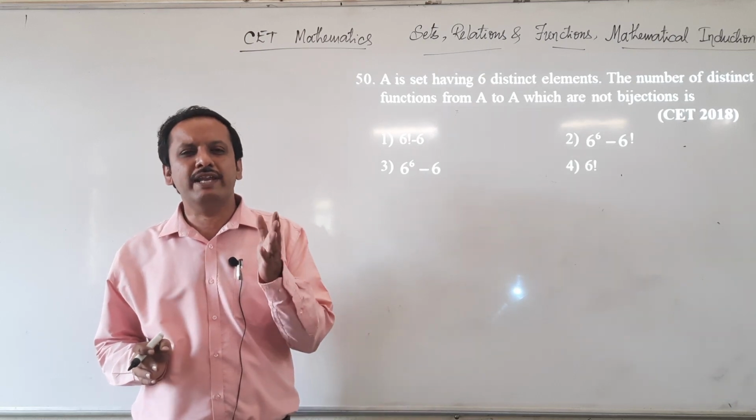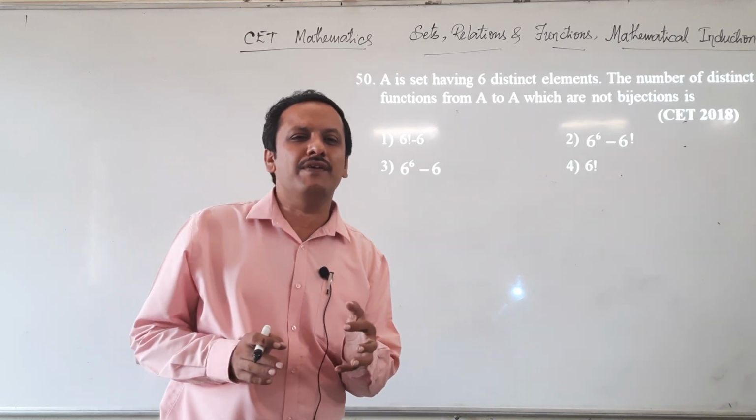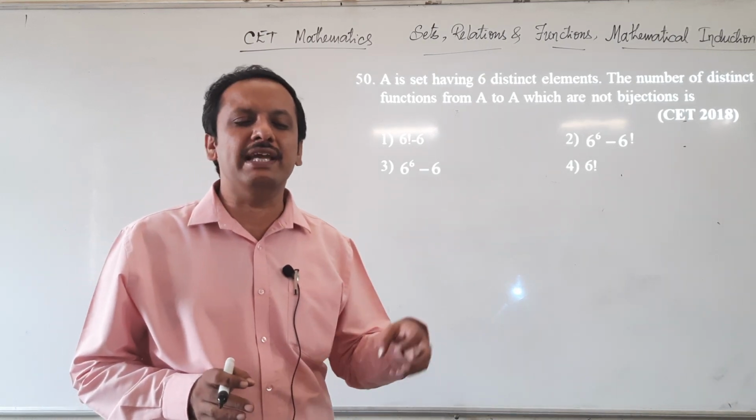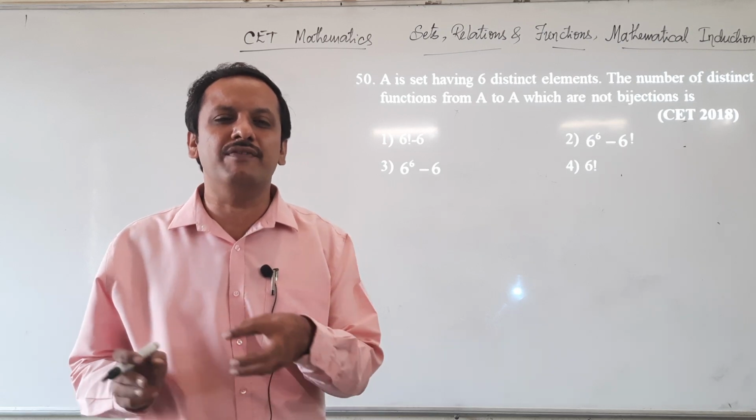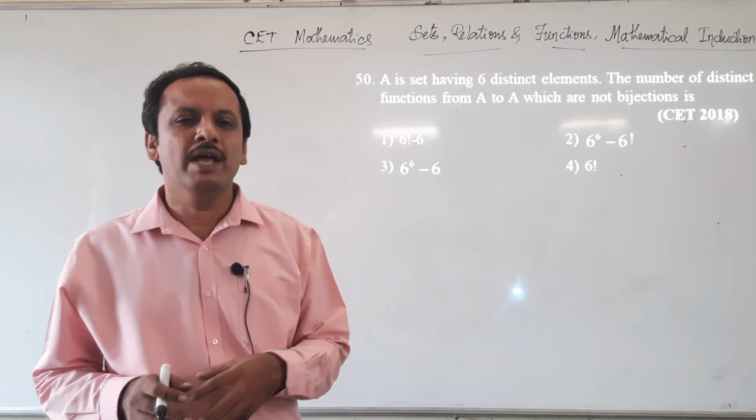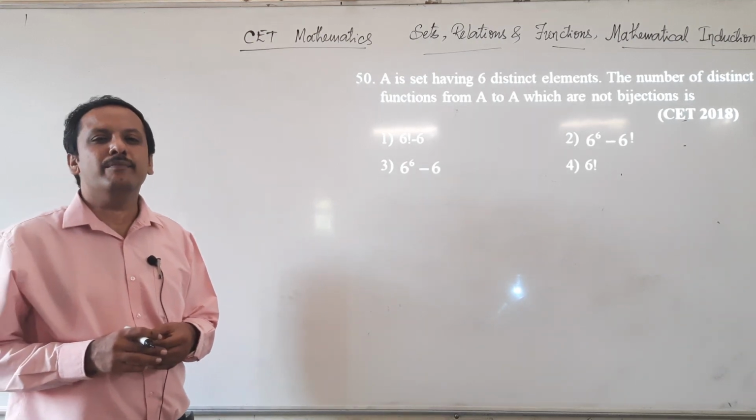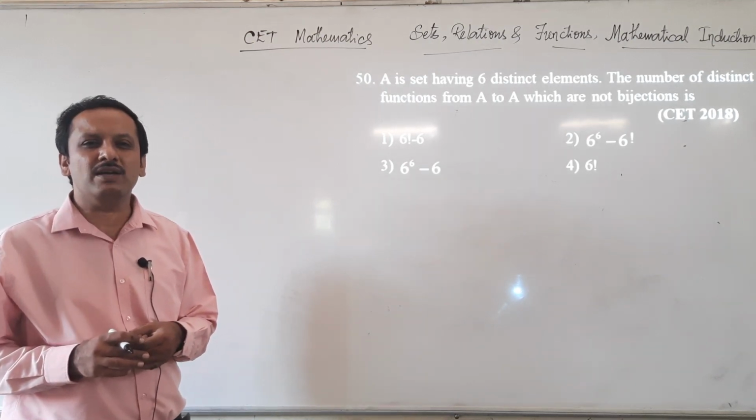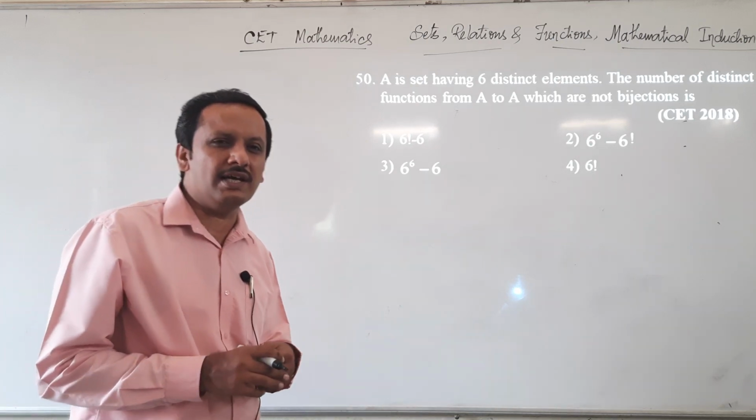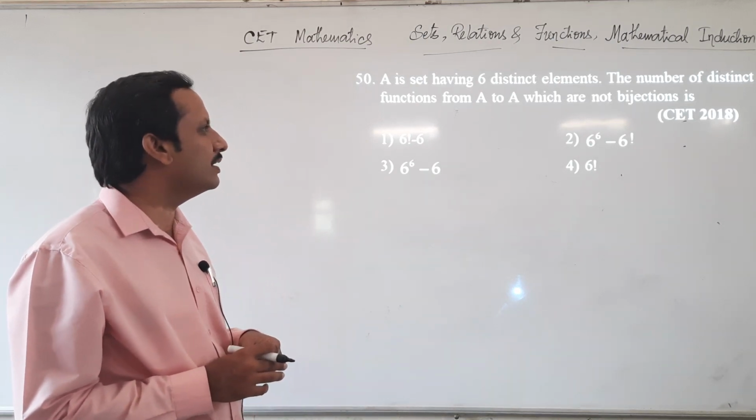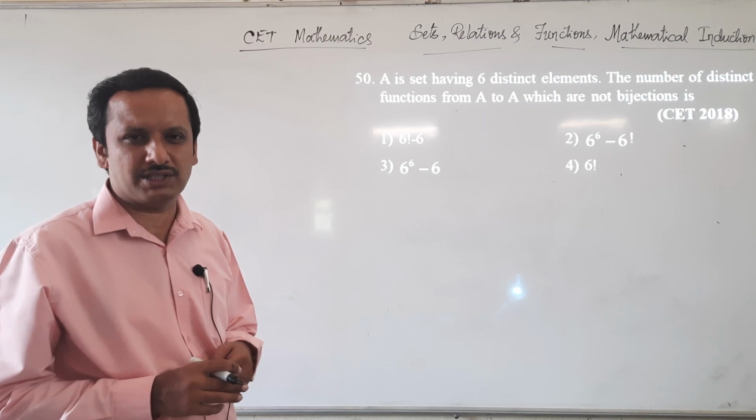To define an onto function, the number of elements in the codomain must be less than or equal to the number of elements in the domain. For a bijective function, the number of elements in the domain must be equal to the number of elements in the codomain. Then only we can define bijective functions.